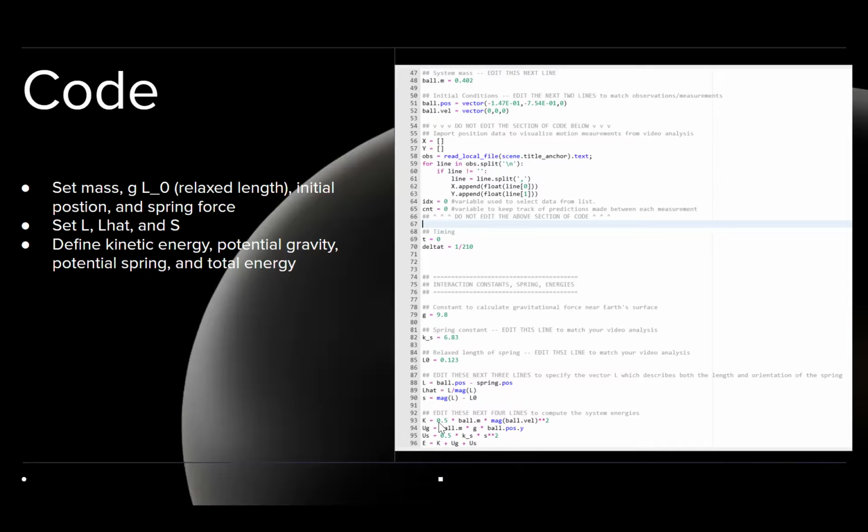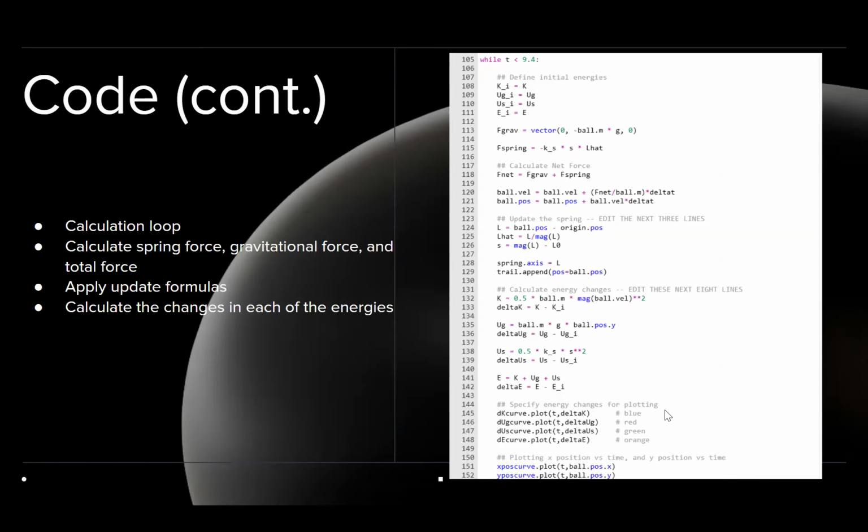These bottom four lines are going to be used to find energy. So this is kinetic energy, so it's 1/2 times mass times velocity squared. And then this is U grav, which is the mass of the ball times gravity times the Y position. And then this is the spring, which is 1/2 k s squared. And then the total is all of those combined.